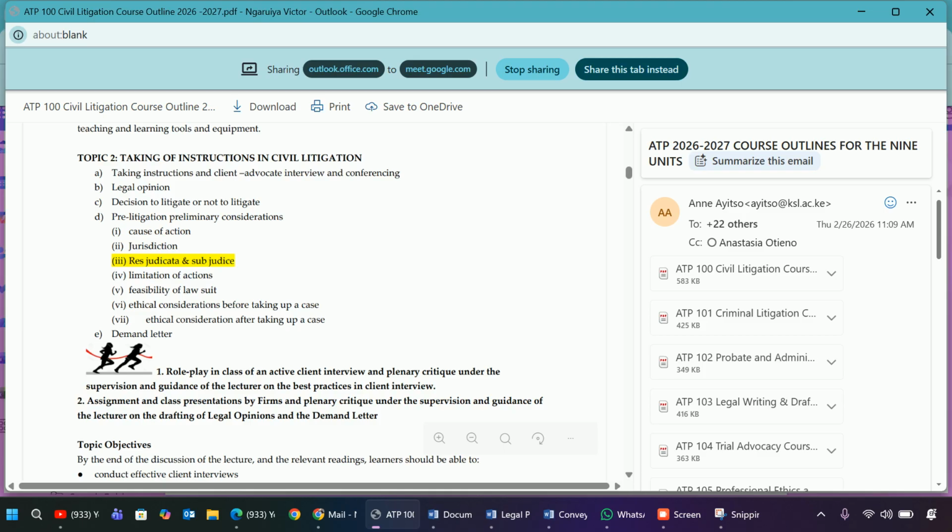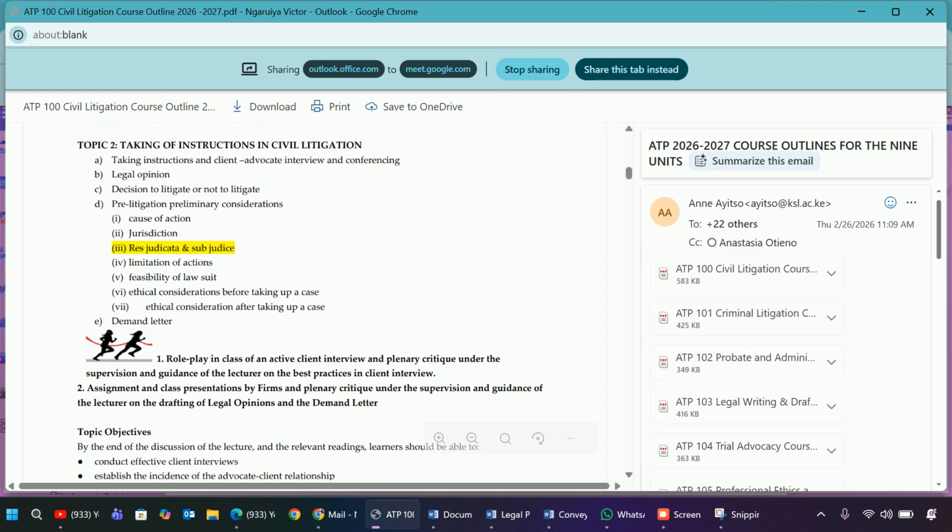We have the cause of action. We have jurisdiction. We have res judicata and sub judice. We have limitation of actions and feasibility of lawsuits, and even ethical considerations before taking up a case and ethical considerations after taking up a case, and how to draft a demand letter.